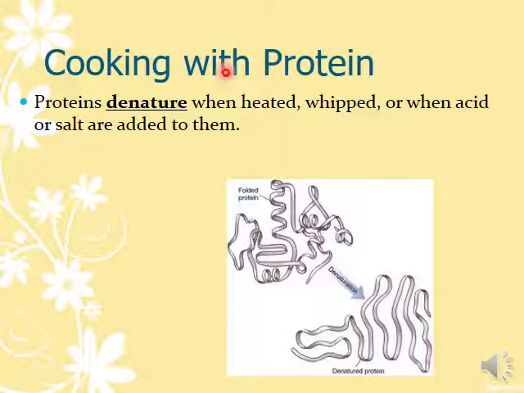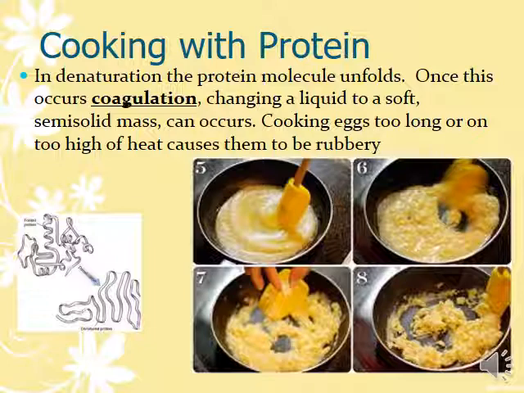So this is an example of factors which contribute to protein denaturation. The protein will denature when it undergoes heating, whipping, or addition of acid or salt. So from the folded state to unfolded, that is denaturation. So we know that the protein becomes unfolded when it undergoes denaturation.